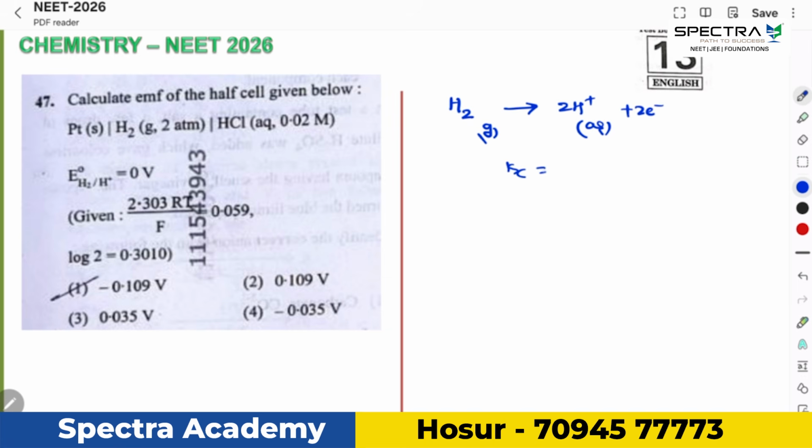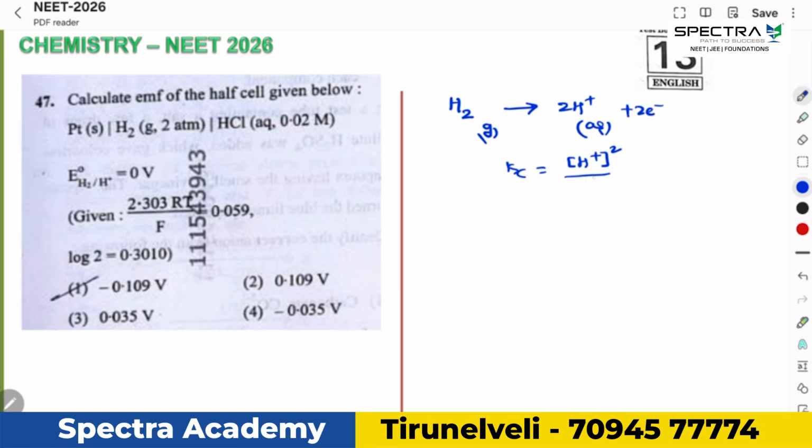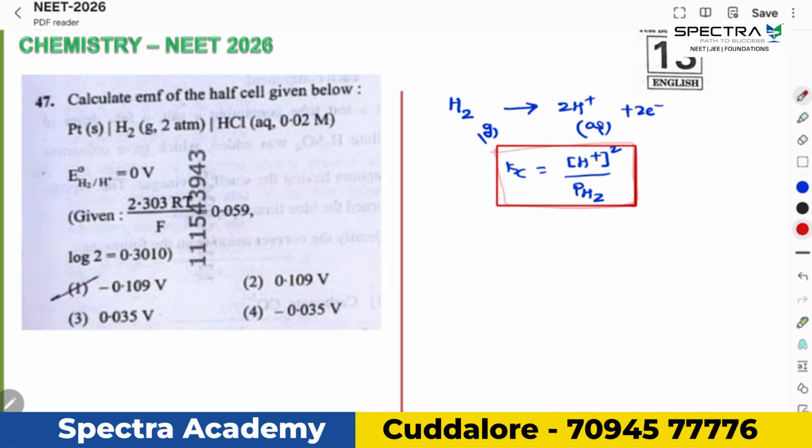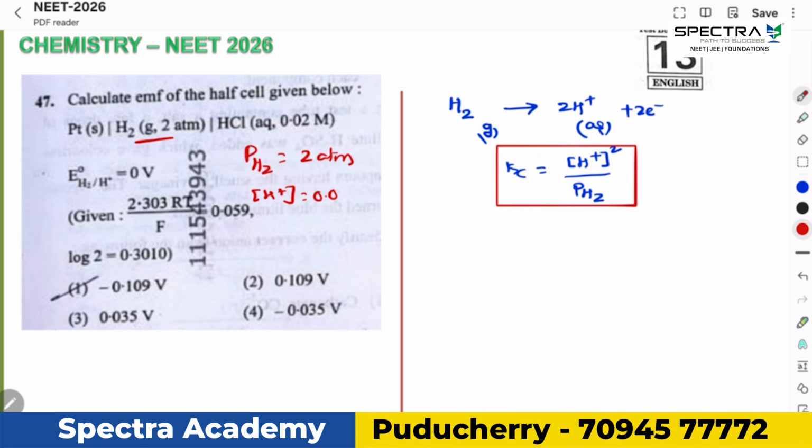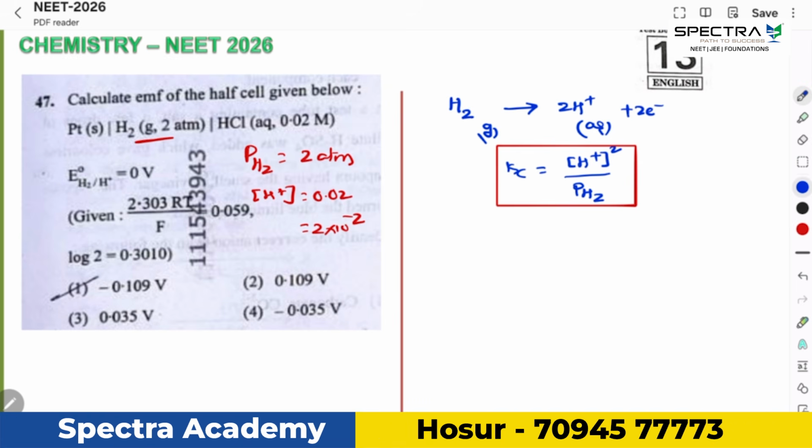Now if you write the Kc value for this equation, products concentration by reactants, they mention the pressure of hydrogen gas. So Kc is equal to H plus ion whole square by pressure of hydrogen gas. They mention that the pressure of hydrogen gas is 2 atmosphere and the concentration of H plus ion is 0.02, that is 2 into 10 to the power of minus 2.